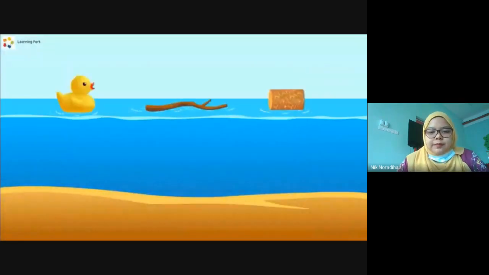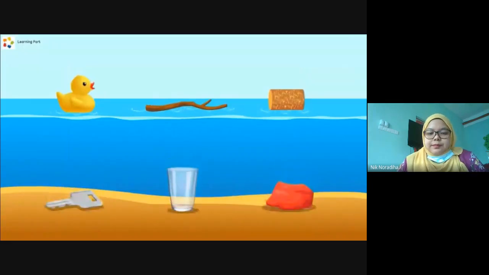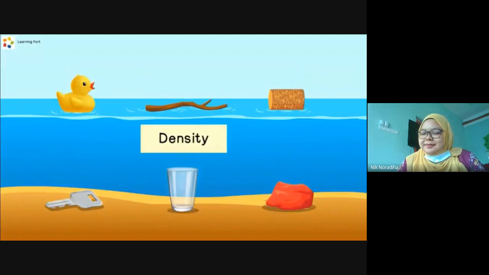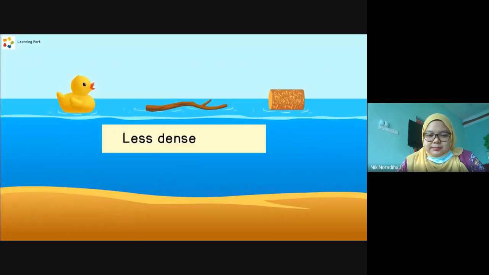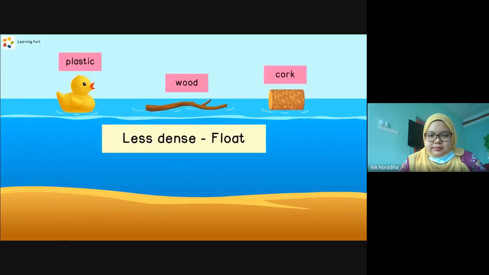Some objects float on water while others sink. Why? It is because of density. Different objects have different densities. When an object is less dense than water, the object floats. Examples are plastic, wood, and corks.